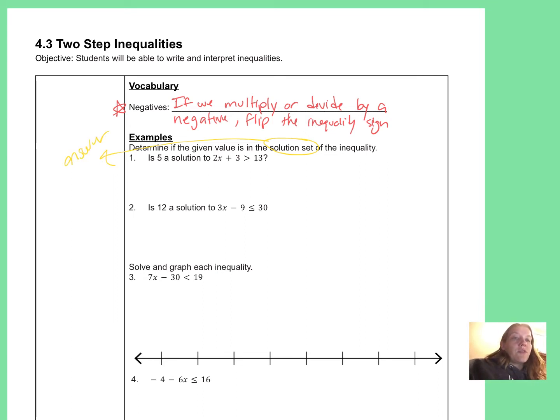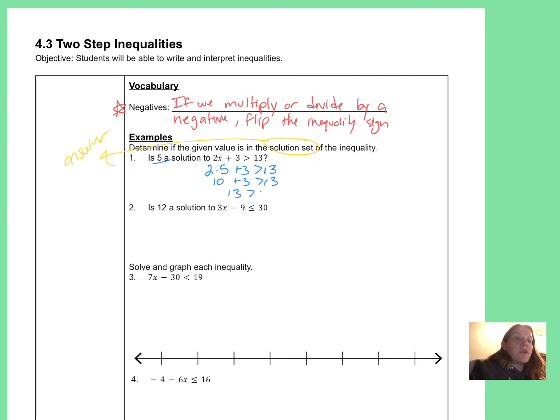So is 5 a solution to this? So I'm going to plug in, remember when 2 is next to x, it means 2 times x. But we're going to plug in 5 for x. So really I have 2 times 5 plus 3. And is that greater than 13? 2 times 5 will get 10 plus 3. Is that greater than 13? 10 plus 3 is 13.